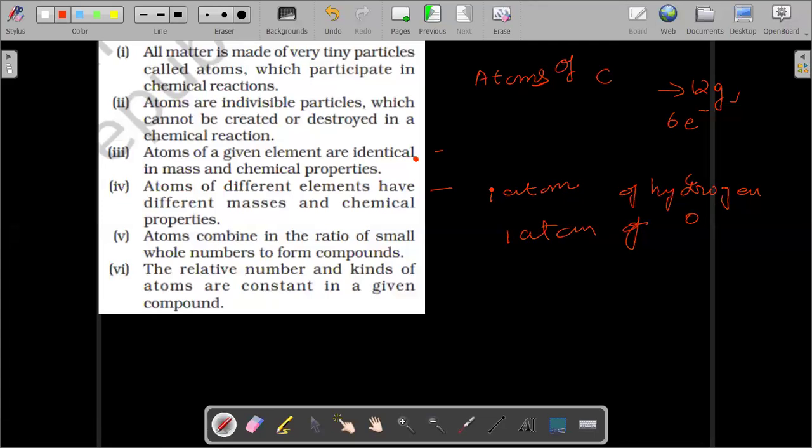So these atoms, which belong to different elements, must have different masses. Atoms of similar masses are similar to each other, and atoms of different masses are different from each other. Atoms of different elements are different from each other in their properties.